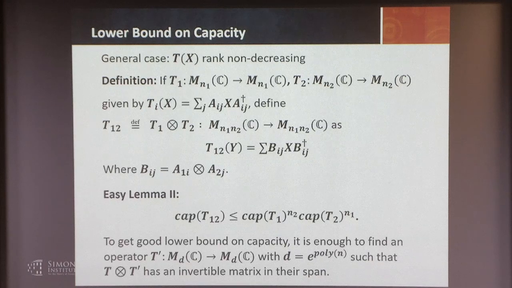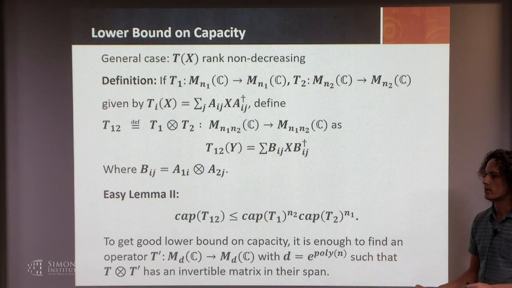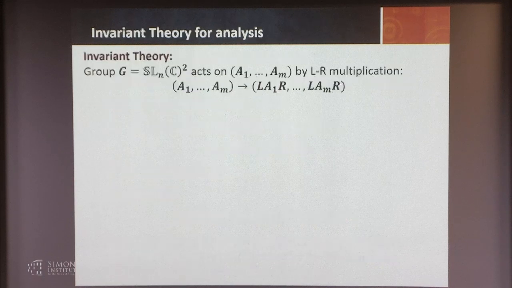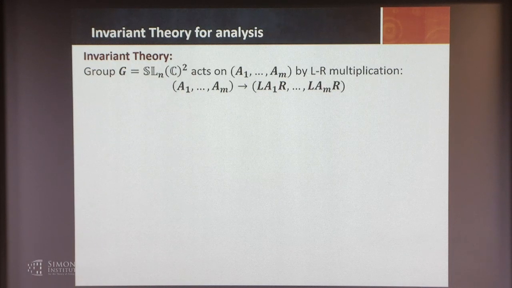And you need the entries of T prime to be not too crazy. I need the matrices that define my operator T to be integral, let's say, not too big. And for that, we need some invariant theory. So underlying all this, finding this invertible matrix, there is some invariant theory going on.